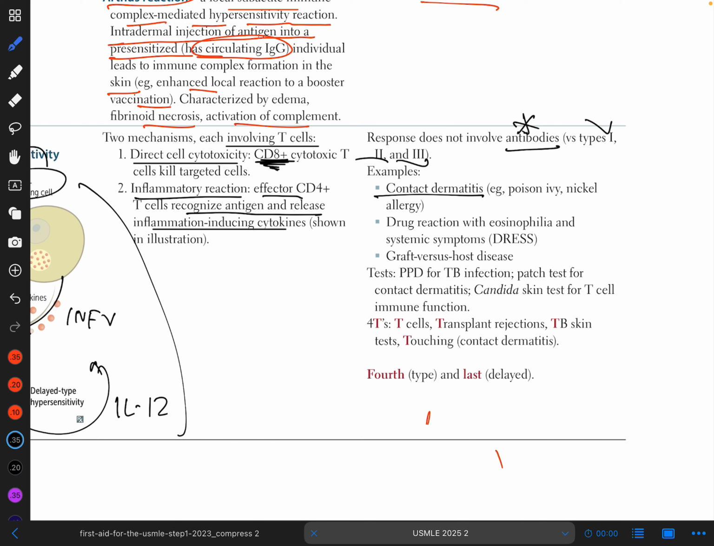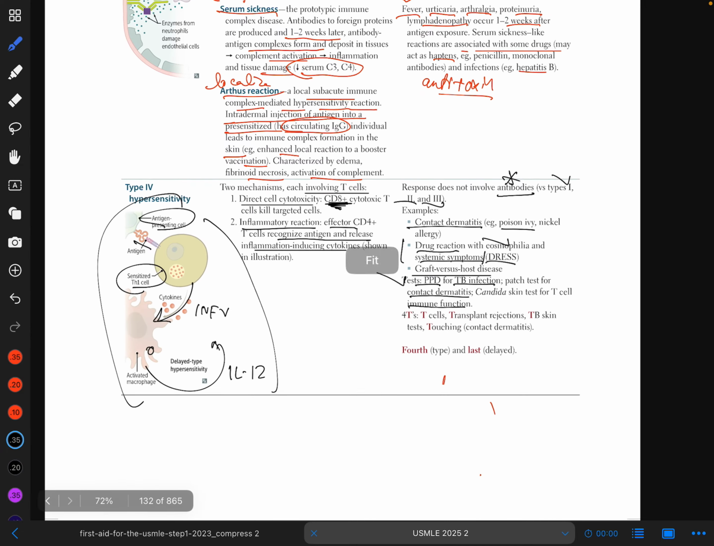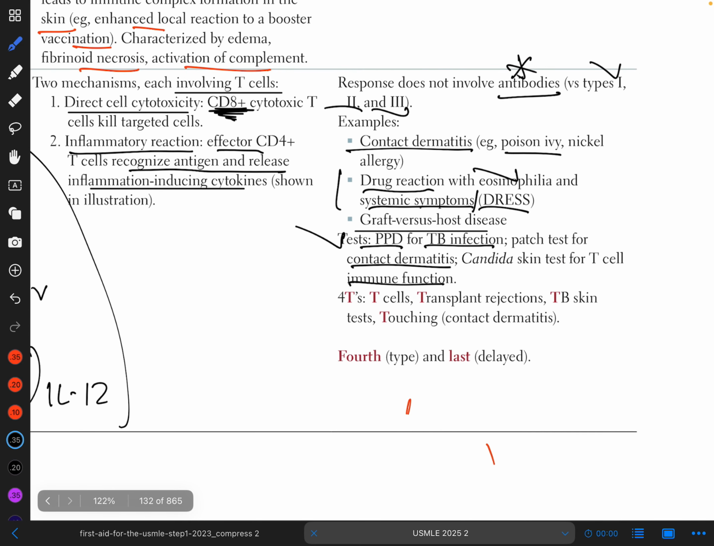The examples are contact dermatitis like poison ivy, nickel allergy, and drug reaction with eosinophilia and systemic symptoms, DRESS. Graft versus host disease is also included. We also do tests like the PPD for tuberculosis infection, the patch test for contact dermatitis, and the Candida skin test for T cell immunity. All these tests follow type 4 hypersensitivity reactions. Therefore: T cell, transplant rejection, TB skin test, and touching. This is a mnemonic to remember the examples of type 4.